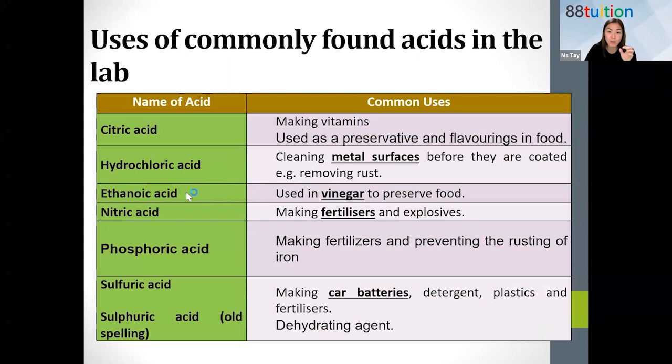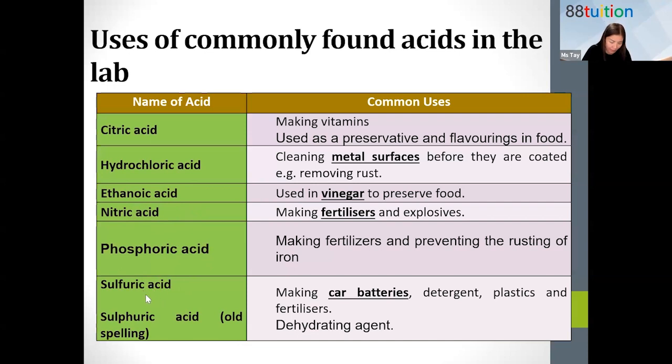So in the science lab, when you open a bottle of ethanoic acid, you're going to have a similar vinegar smell. Then we have nitric acid. Nitric acid is found commonly on the benches of the chemistry lab. It is usually stored in a dark brown bottle. Phosphoric acid is not commonly found on the bench. You will have to use it sometimes, but not all the time.